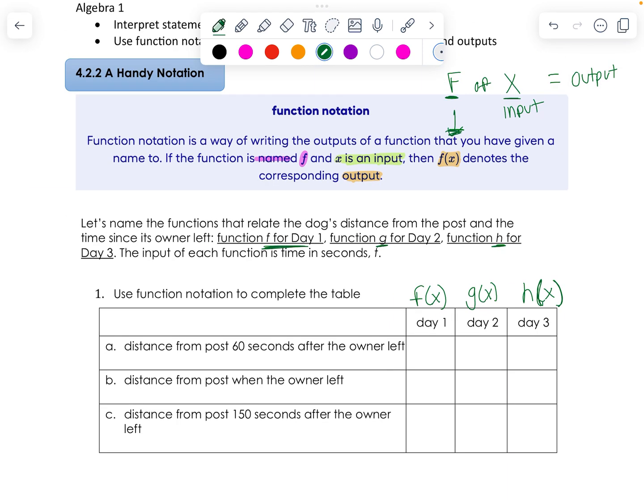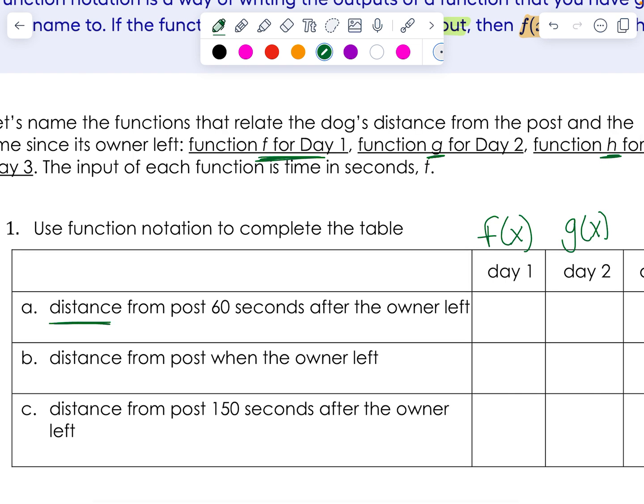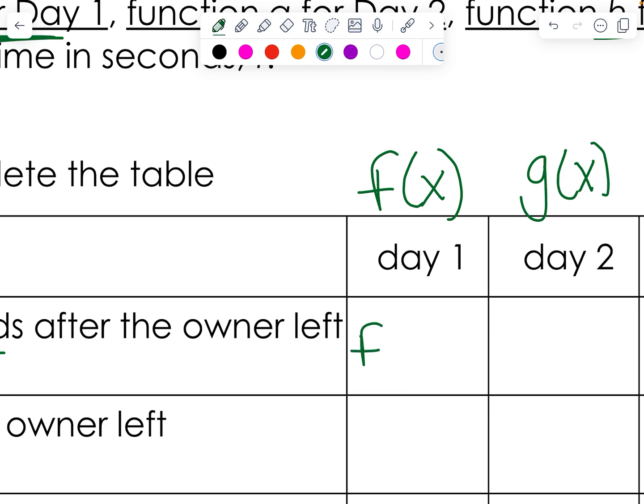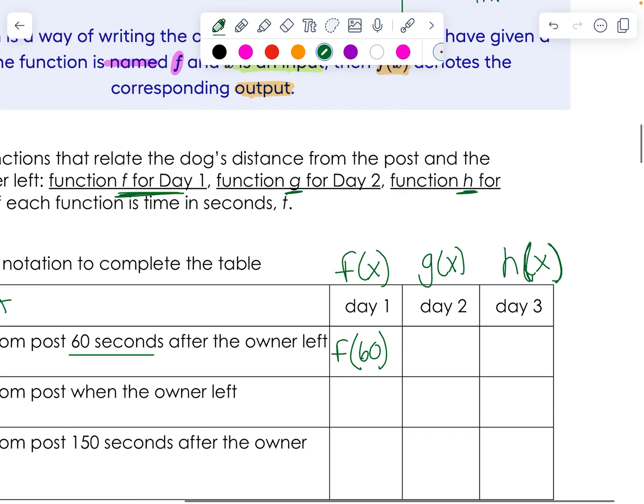We're going to use function notation to fill in the table. So the distance is the output from the post at 60 seconds. Rather than writing all of these words, we can use function notation to show, okay, day 1 at 60 seconds, what's the distance? So day 1's function is f, and 60 seconds is your input. You would find this on your graph to get the distance.